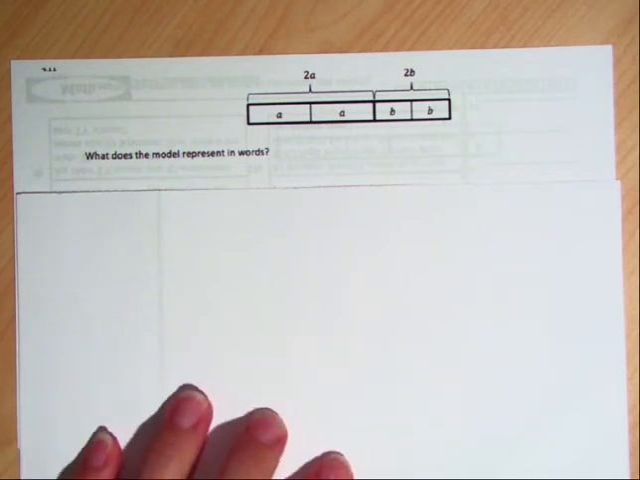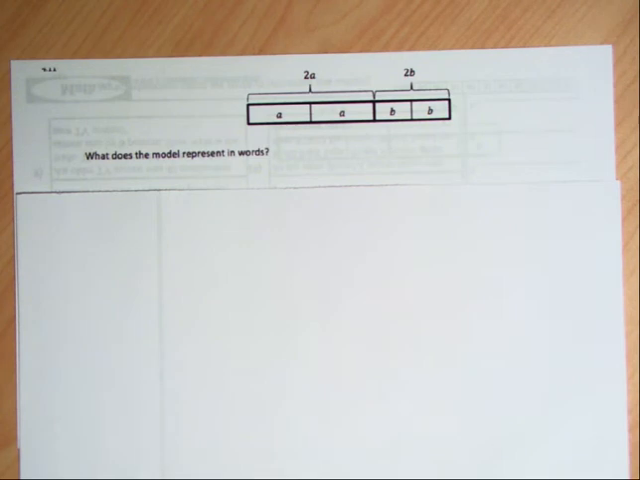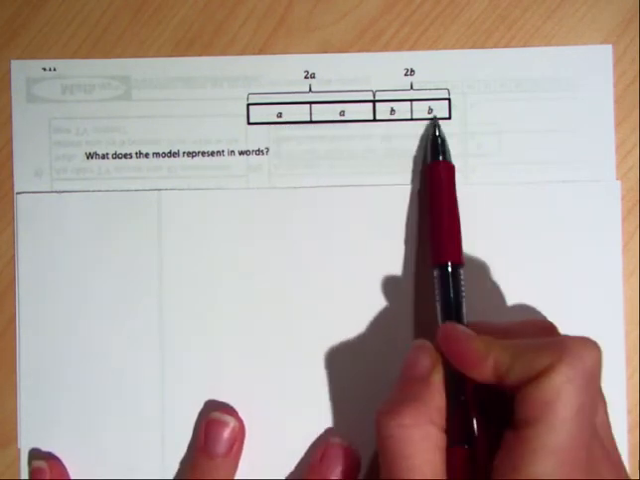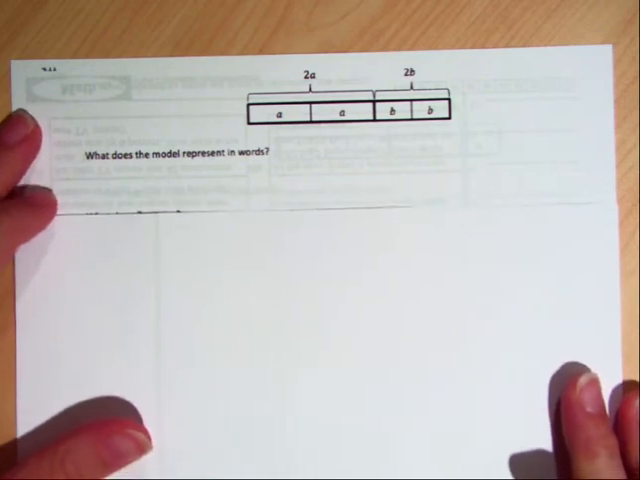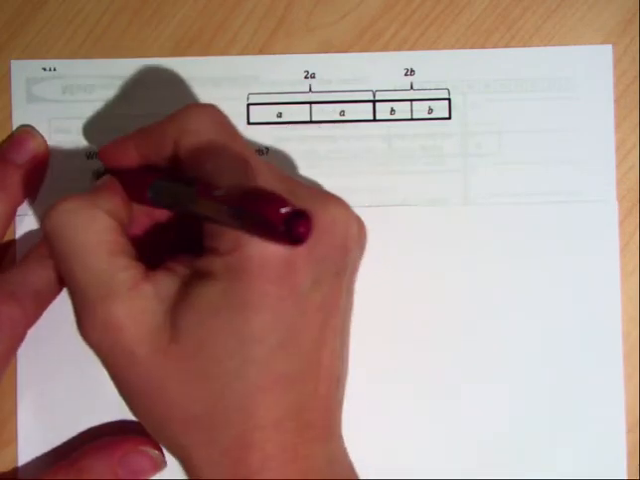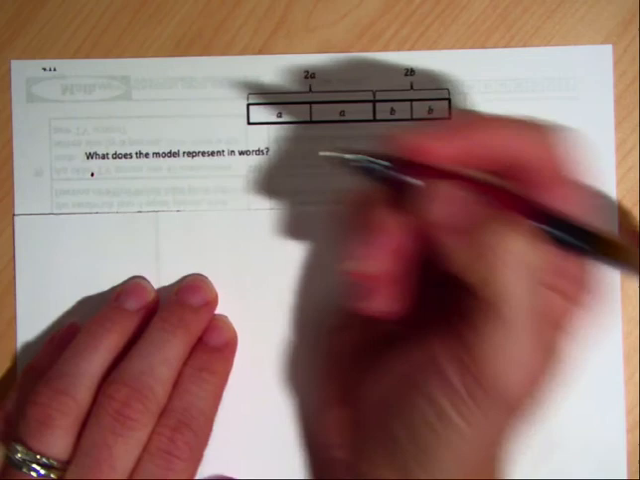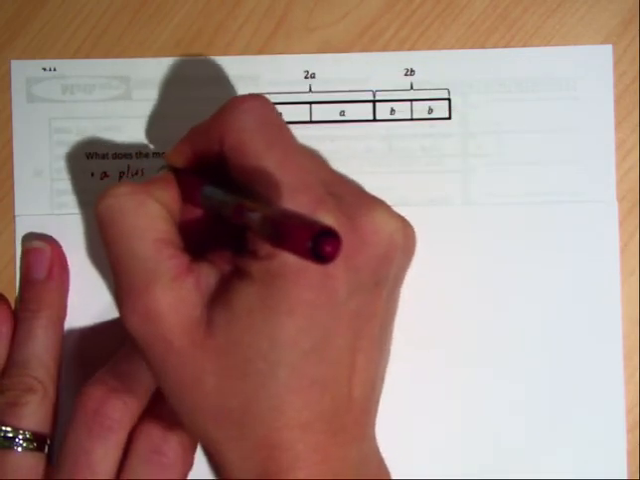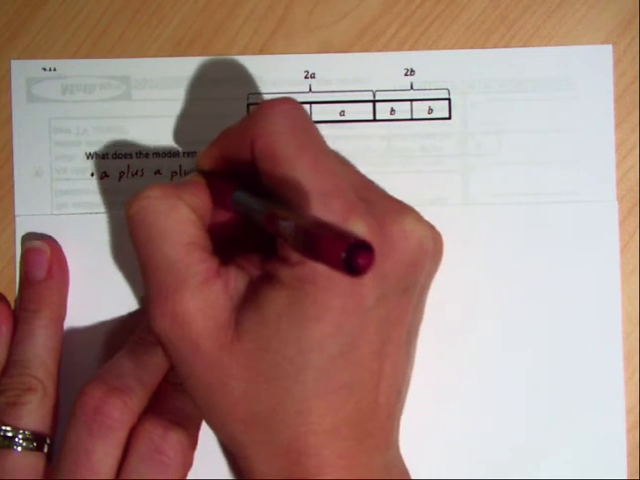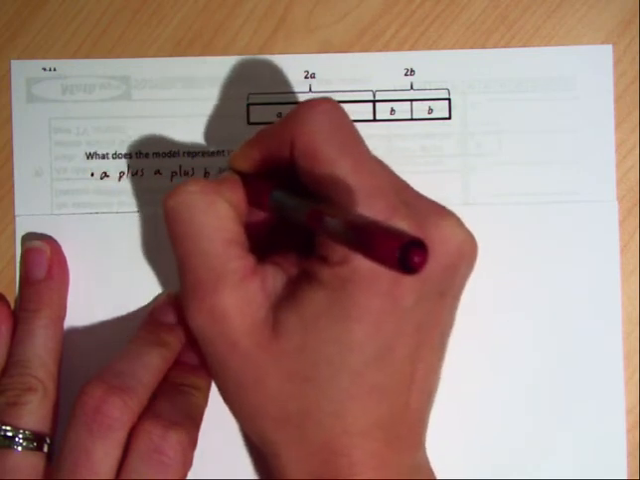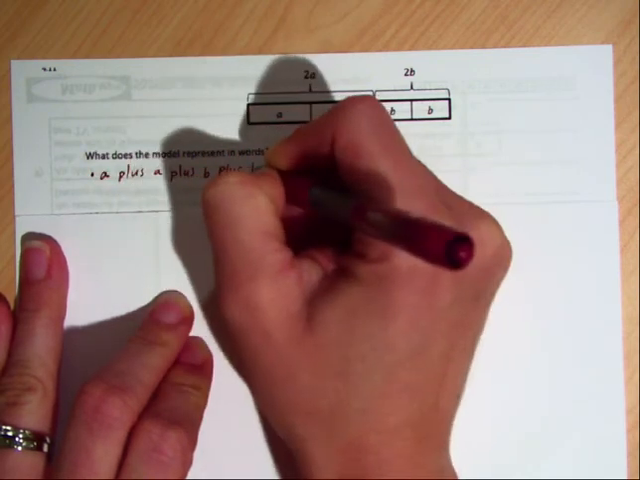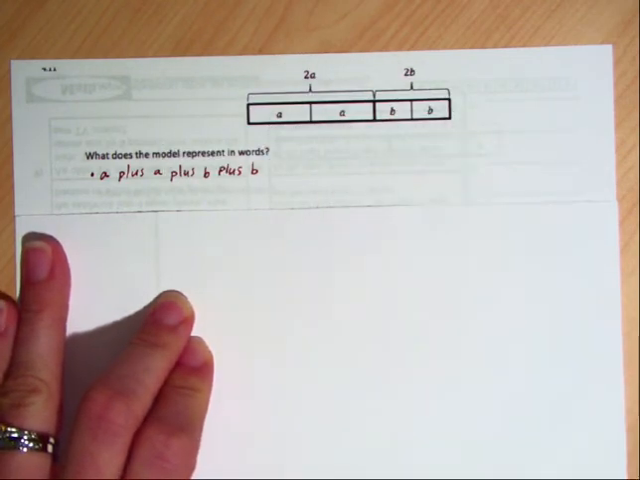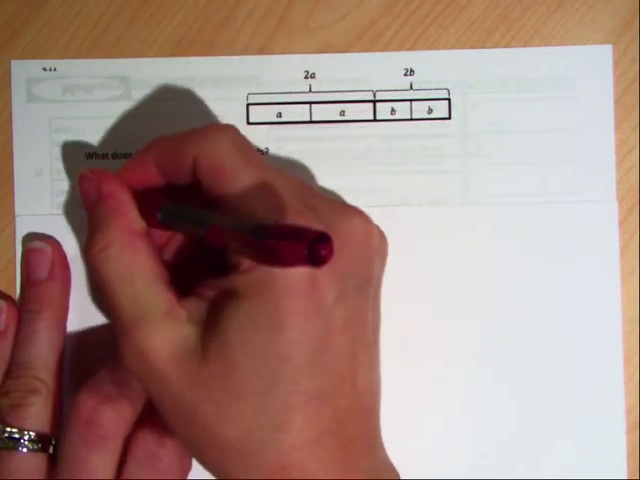Okay, so we can do A plus B plus B. Oh my, there's several different ways. So I'm going to do 3 different ways. I think there might be 3 different ways. So we can do A plus A plus B plus B. A plus A plus B plus B. Okay, that's one way we can put it in words.